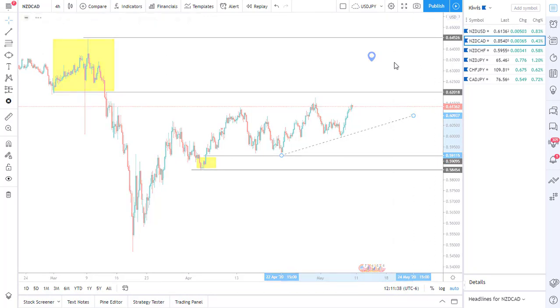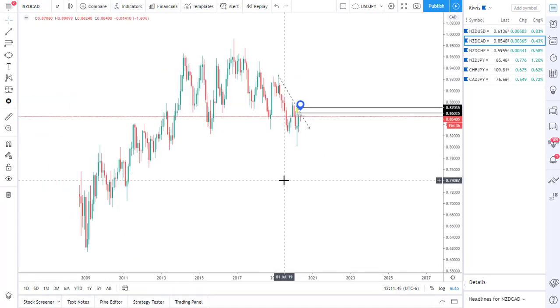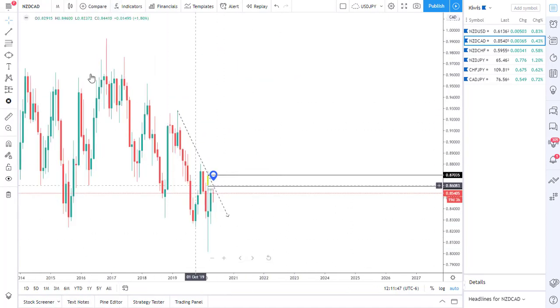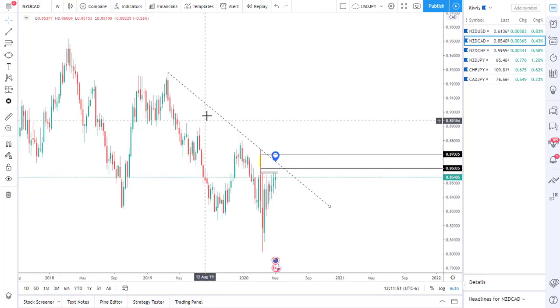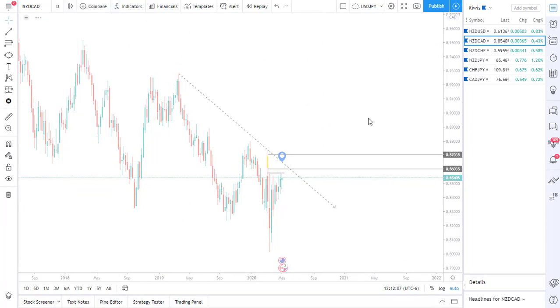The next one is NZDCAD. It's basically the same thing, the same history. We have the monthly trend line going down, and on the weekly, as you can see, price has a structure: lower high, lower low, lower high, lower low. So we can expect a lower low from this level of supply.